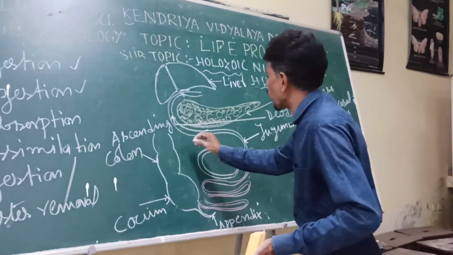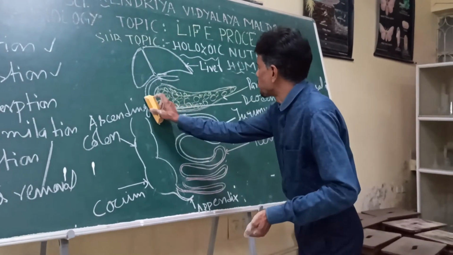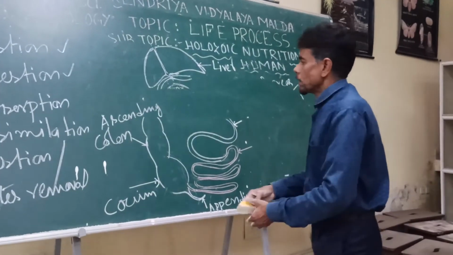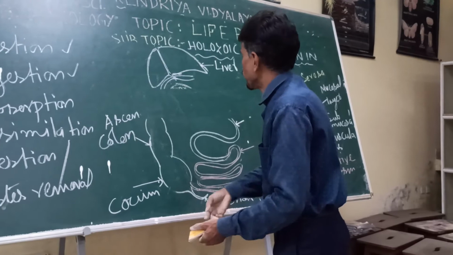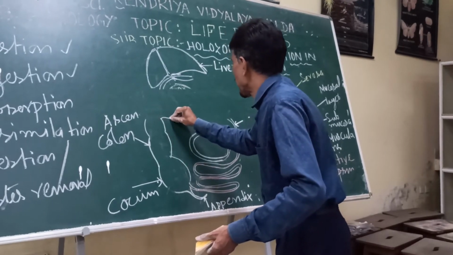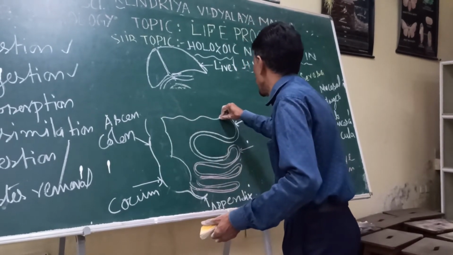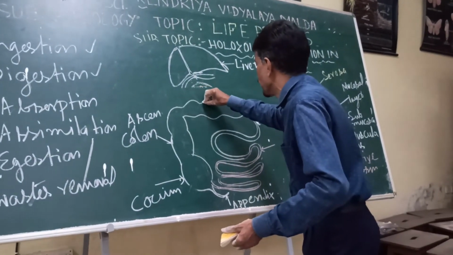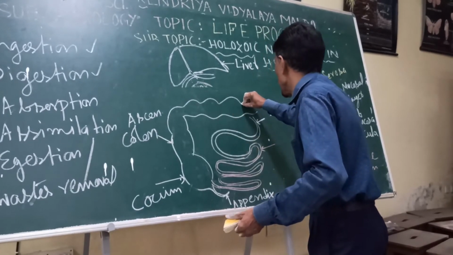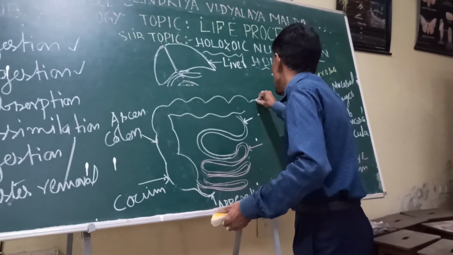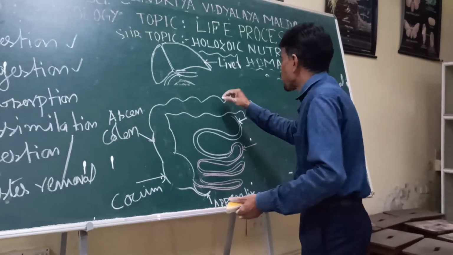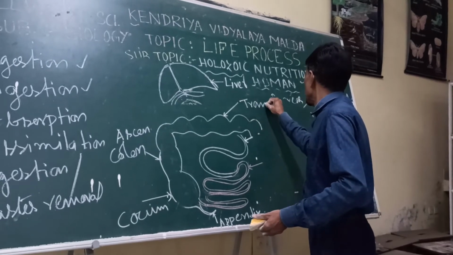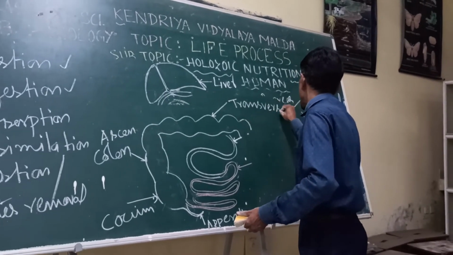Then the ascending colon, if I little rub this part, now forms a structure like this. Very simple way you can draw, like my diagram as I have drawn you. It will take less time in your exam and you can easily draw. So this part of colon is called transverse colon.